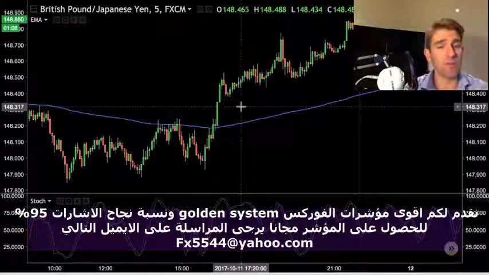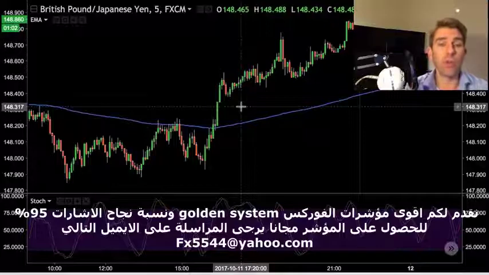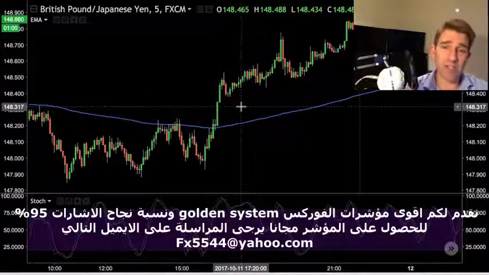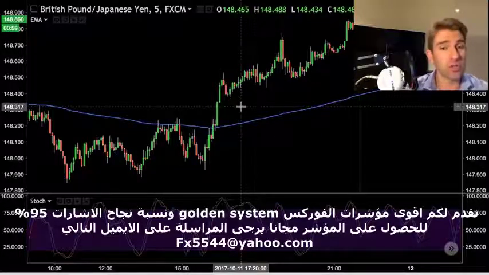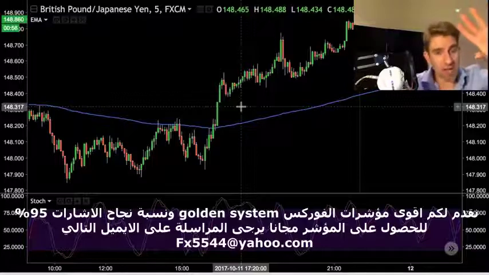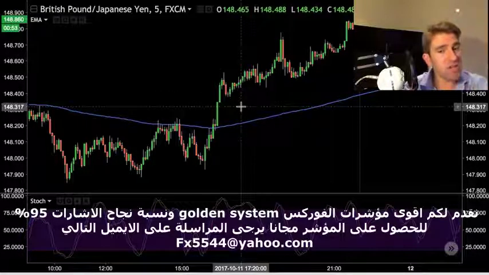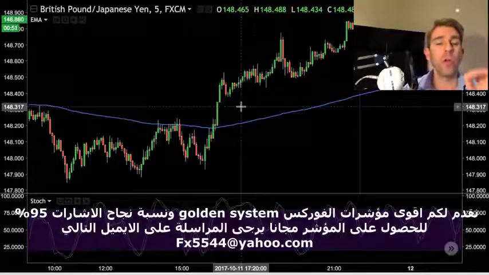The second part of the filter is, if the price is above the 200 period moving average, we're now looking for the stochastics to go oversold. So it's the other way around: price is up, stochastics go oversold. As soon as they start turning up, we go long.